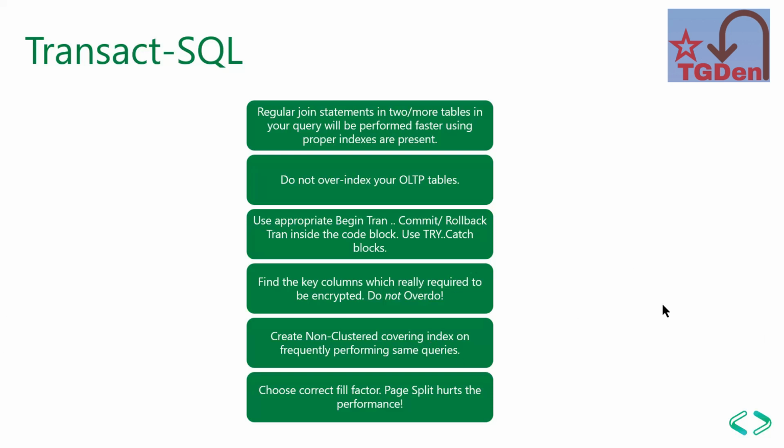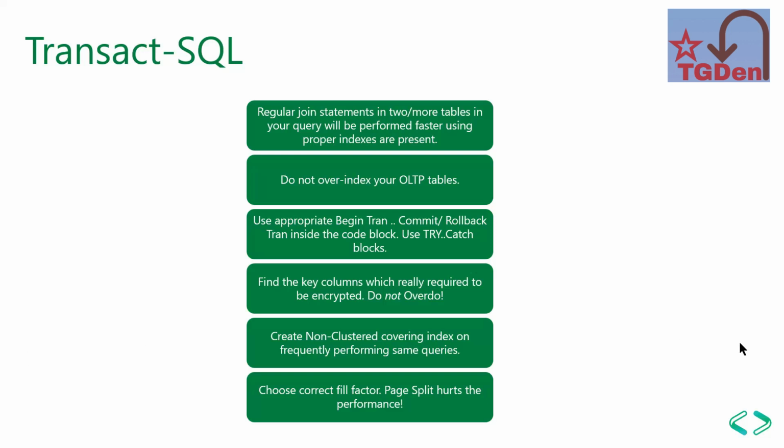Regular join statements on two or more tables in your query will be performed faster using the proper indexes if those are present. For example, you are writing a query that requires multiple join statements. It might involve two tables or maybe more than that. Your query might perform faster if the proper indexes are present, because it can map the records very easily between both the tables. So definitely you get better performance. If you do not have them, better create them and then write your query.